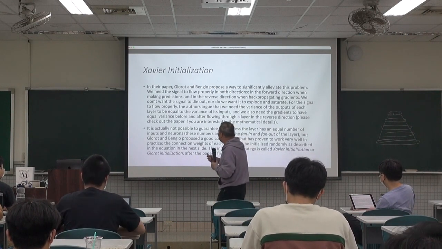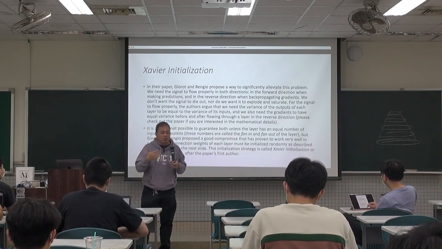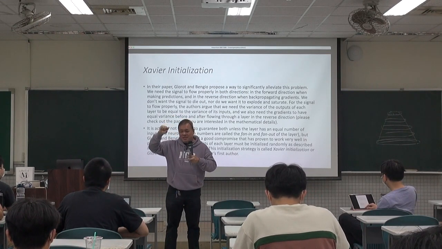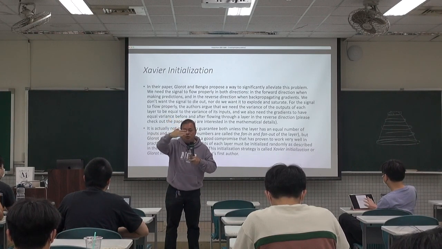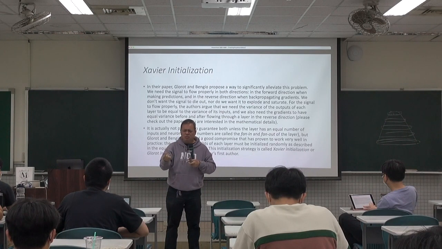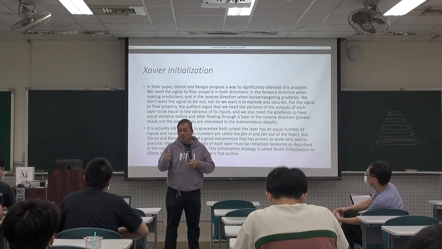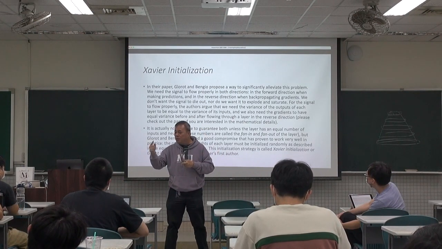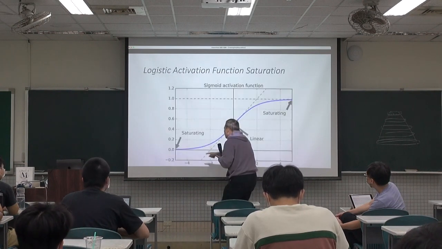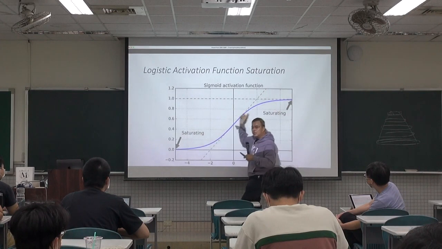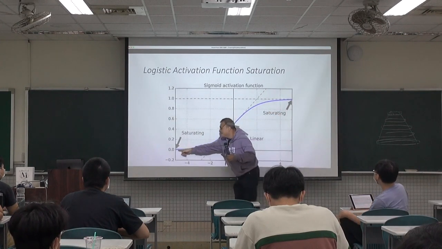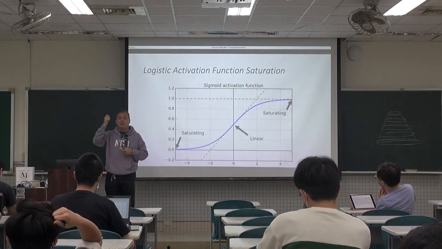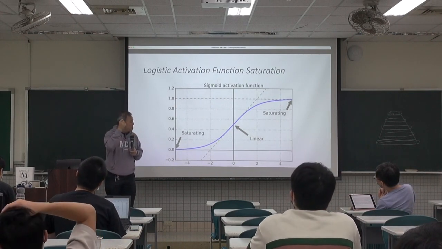But they found, and this is important, that if you use this initialization, then when you do the backpropagation, the variance will increase layer by layer. When the variance increases layer by layer, what does that mean? The values will become more and more fluctuated, right? So when the values become more and more fluctuated, they go to these two ends, right? And when they go to these two ends, you are getting no gradient. Okay? So that is the cause of the vanishing gradient.